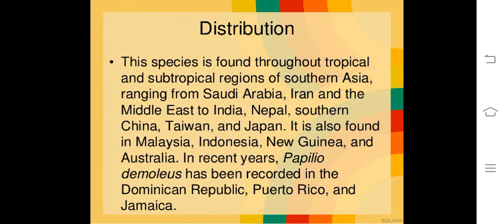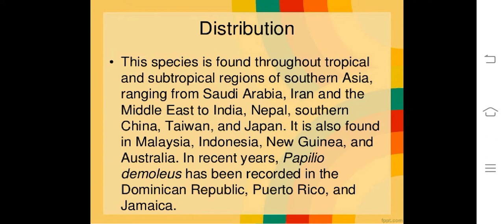This species is mainly found throughout the tropical and subtropical regions of southern Asia, ranging from Saudi Arabia, Iran and the Middle East to India, Nepal, southern China, Taiwan and Japan. It is also found in Malaysia, Indonesia, New Guinea and Australia. In recent years, Papilio demoleus has been recorded in the Dominican Republic, Puerto Rico and Jamaica. So it's an Old World species.